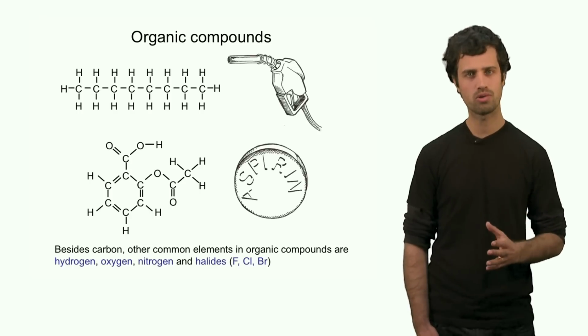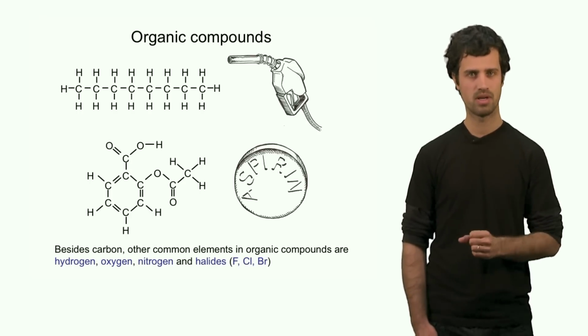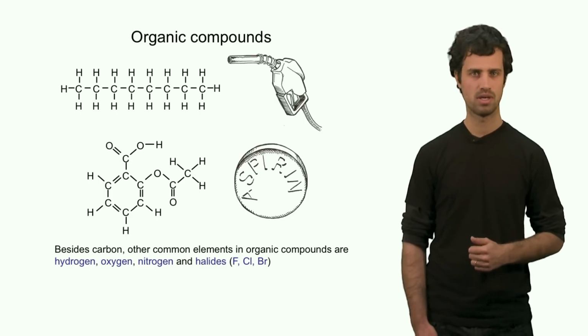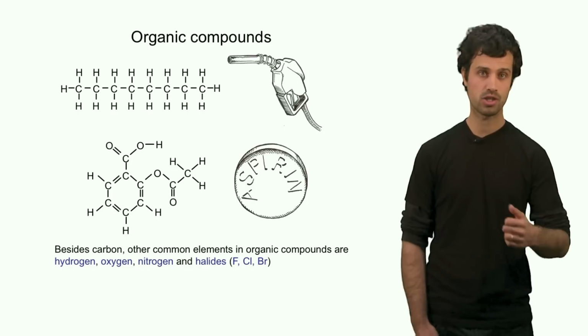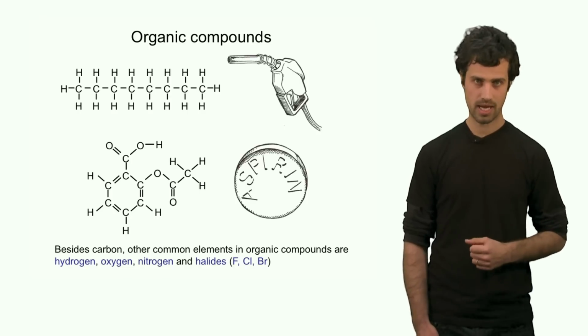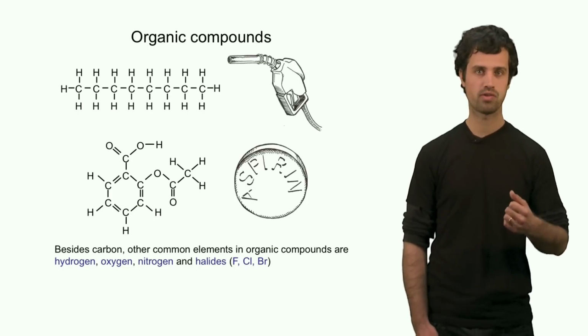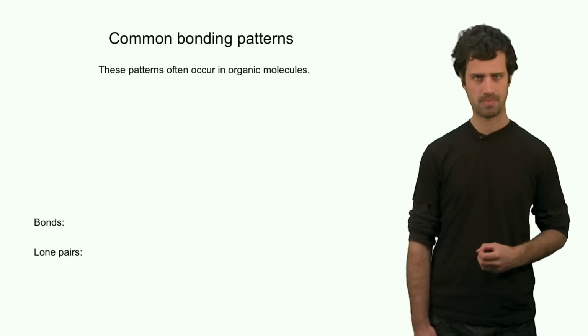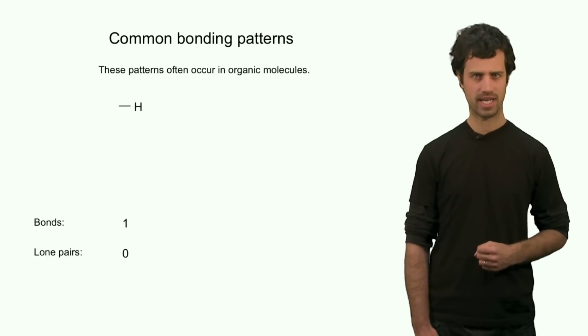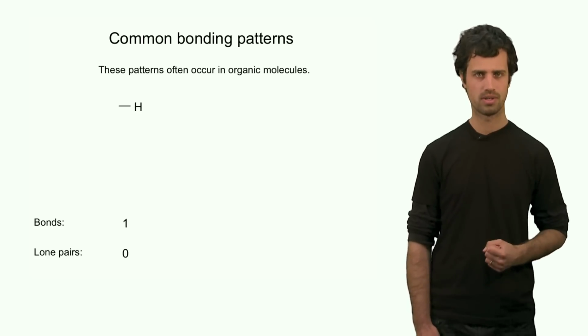So in organic molecules generally, besides carbon, we have hydrogen atoms, typically oxygen atoms. It can also contain nitrogen atoms, and it can contain halides, which are fluorine, chlorine, bromine, and iodine. In analyzing and understanding the structures of organic molecules, it is helpful to look at a couple of common bonding patterns. Here's the bonding pattern of hydrogen atoms in organic molecules.